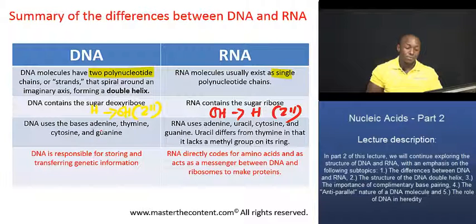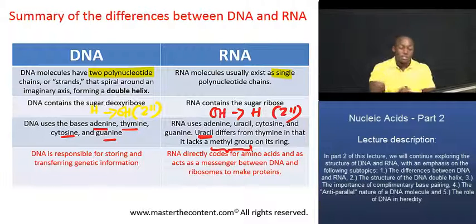Now, DNA uses very distinct bases: adenine, thymine, cytosine, and guanine, which are for the most part also used by RNA, except for the simple fact that RNA replaces thymine with uracil. Uracil differs from thymine in that it lacks the methyl group on its ring.